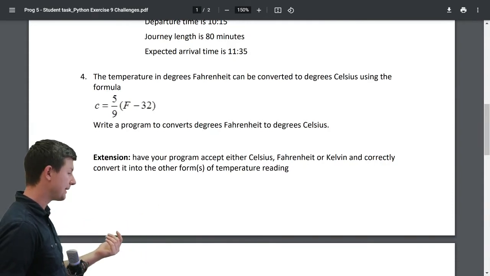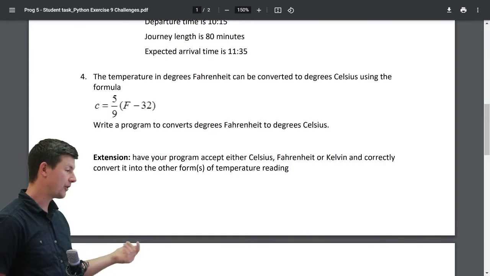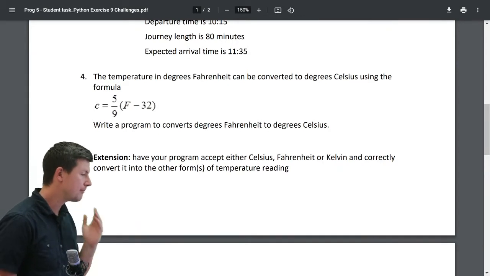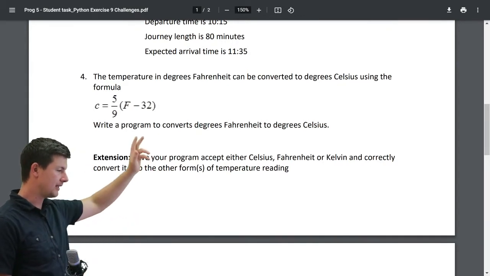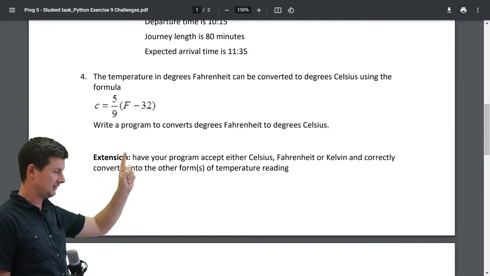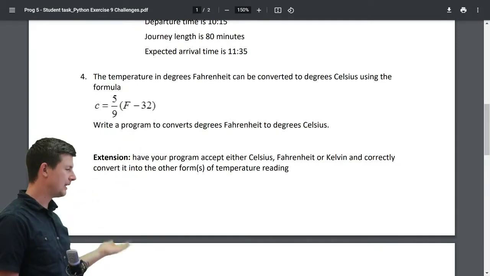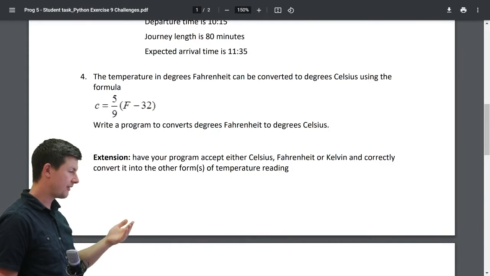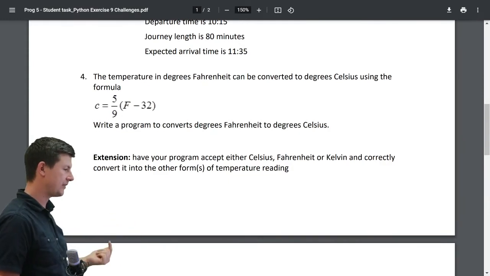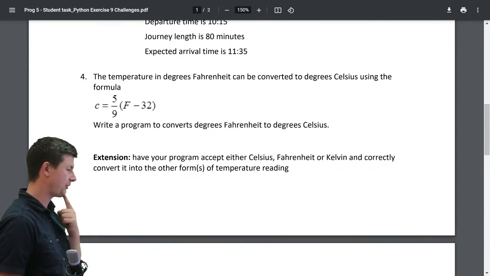And you'll probably have to do a little bit of Googling, such as how to convert Fahrenheit to Kelvin or Kelvin to Fahrenheit, or pass them all through Celsius or something like that. For the moment, we're just going to implement that formula there, and convert degrees Fahrenheit into Celsius. 5/9 over F minus 32. Let's do it.